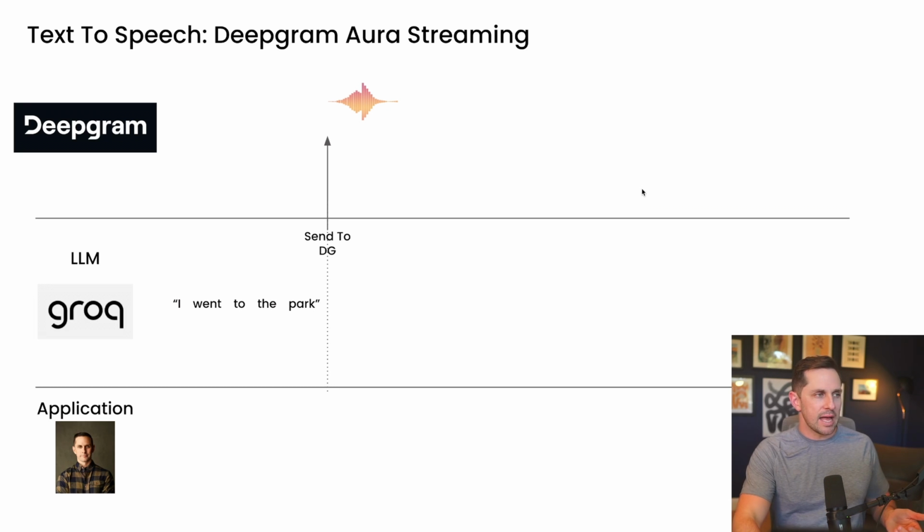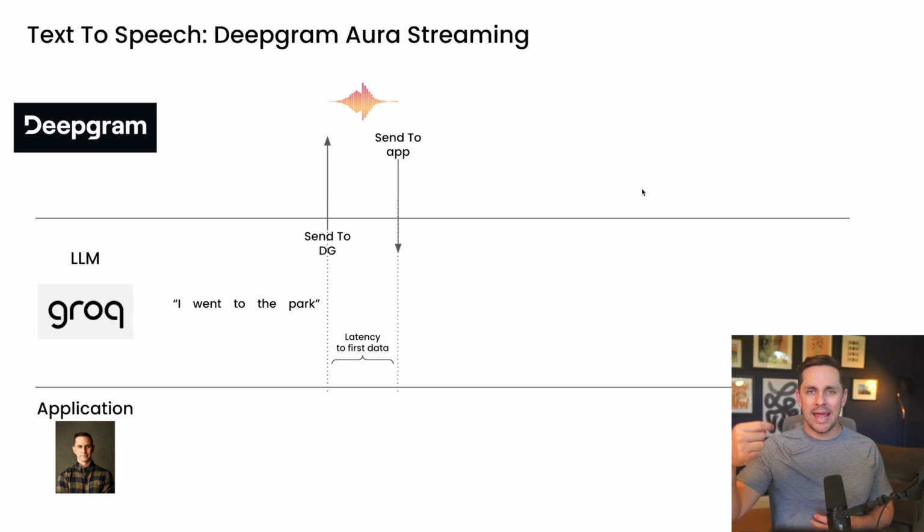The cool part is that it's going to do its processing, and then it's going to send it back to my app. And then I'm going to measure that distance between when I sent it data and when it sent me its first chunk back. This is the streaming piece, and this will be the time to first byte. Then right when I get that first chunk, I'm going to start playing the audio.